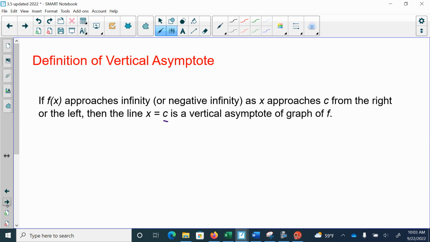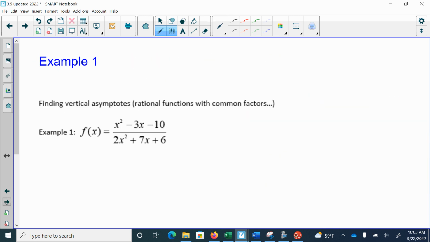Now let's do some where you have to do some math first. So this one, I have this function, and I want you to find vertical asymptotes using the idea of limits. So I first have to find out where this graph is discontinuous. So I'm going to have to factor the numerator and the denominator, just like we did with rational functions. We just did those.